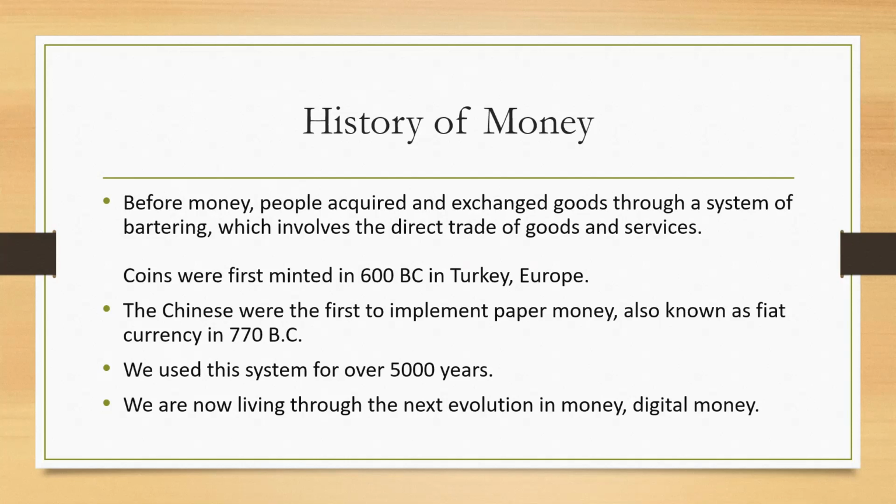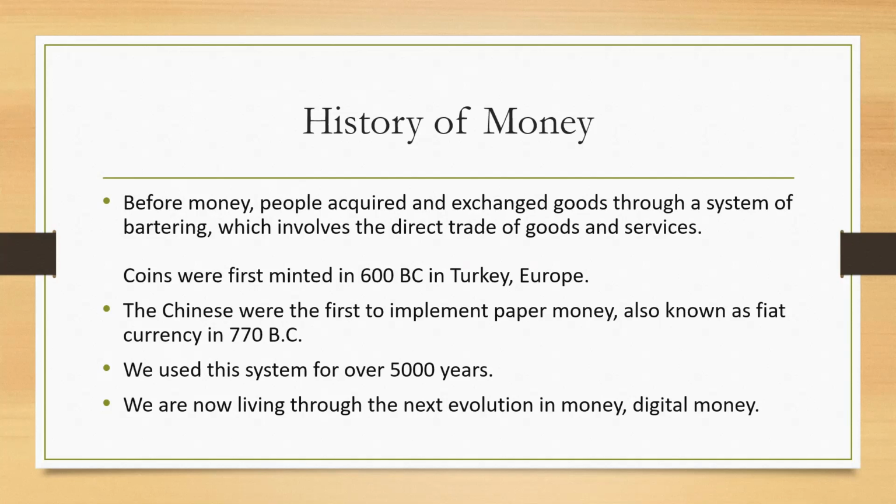Now, the barter system was a very simple system wherein if I had something of value and you had something of value, and I wanted what you had, then what I would do is I would offer you something that I already own in exchange for that thing that you have.